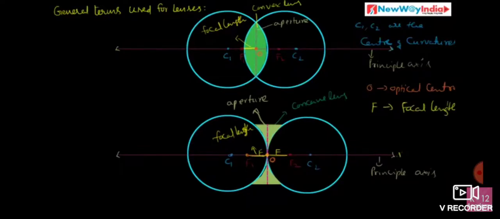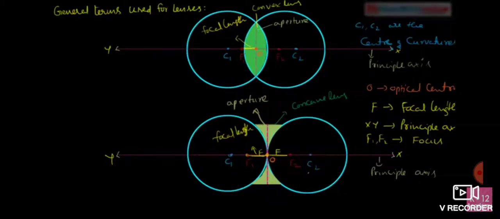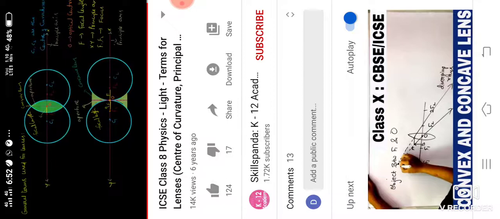Here XY is the principal axis, and F1 and F2 are the focuses of the different types of lenses, the convex lens and the concave lens. Okay, these are the important terms related to lenses. Thank you.